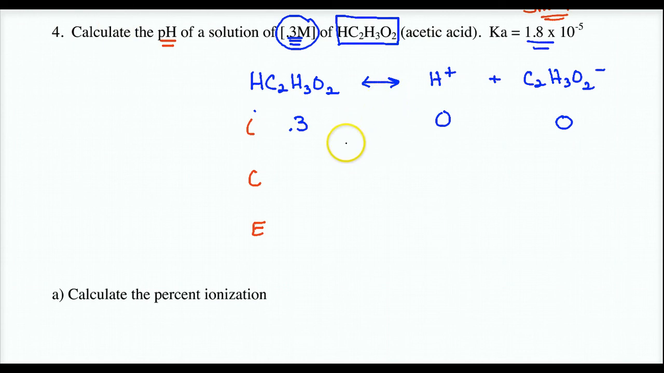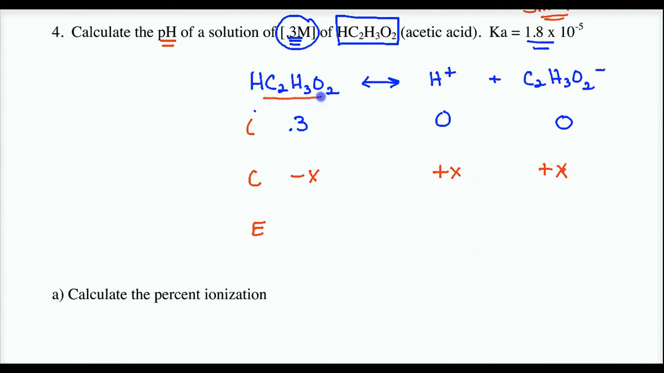So what's the change? Well, this is going to be minus x. We're going to lose something. Why are we going to lose something? Because it's going to go forward a little bit, not a heck of a lot. This is going to be plus x again. And this is plus x. Why are these both the same plus x? Because they are one-to-one.